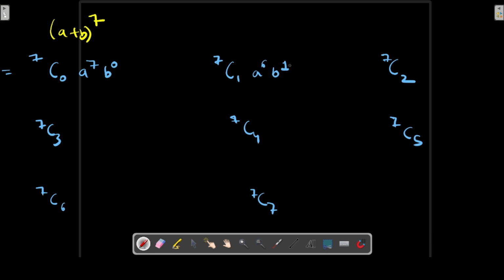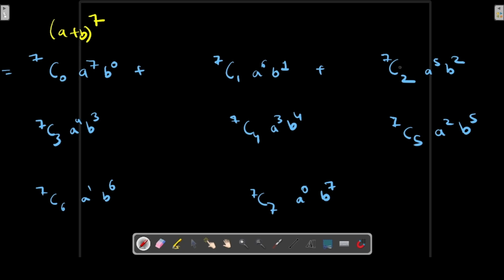A to the power of 6, B to the power of 1, A to the power of 5, B to the power of 2, A to the power of 4, B to the power of 3, A to the power of 3, B to the power of 4, A to the power of 2, B to the power of 5, A to the power of 1, B to the power of 6, A to the power of 0, B to the power of 7. Okay. Now you have this expansion.